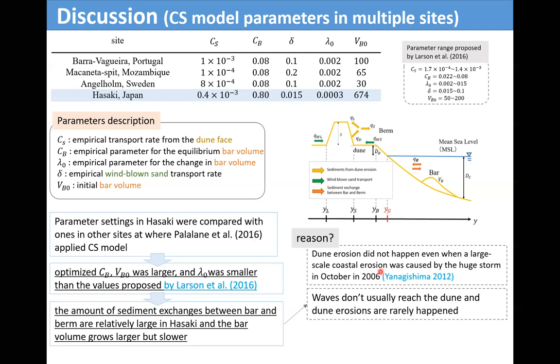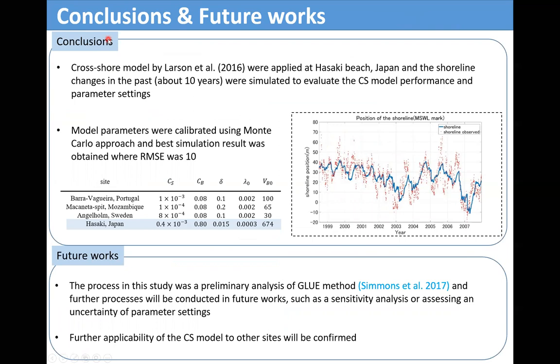So here's the conclusion and future work. The cross-shore model by Larson et al. was applied at Hasaki Beach in Japan, and the shoreline changes in the past, about 10 years, were simulated to evaluate the CS model performance and parameter settings. Model parameters were calibrated using the Monte Carlo approach, and the best simulation result was obtained where the RMSE value was 10.